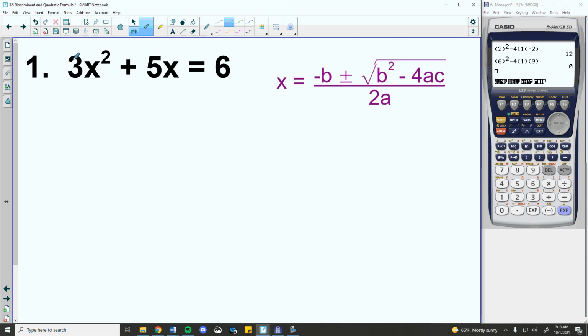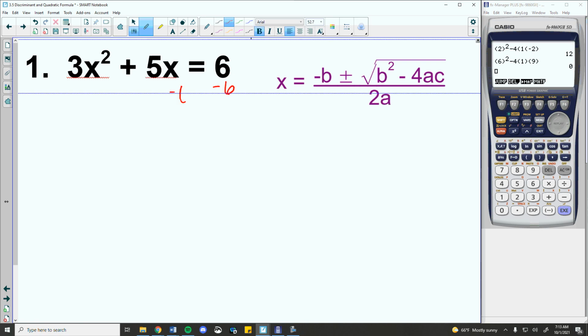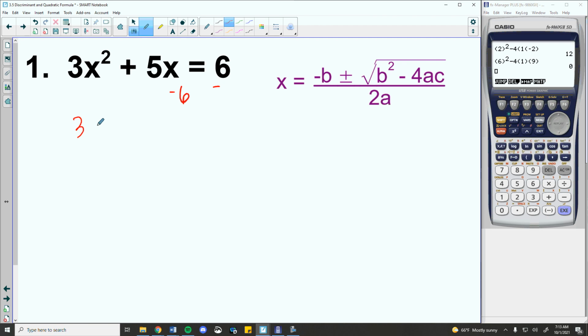So to start off, I'm not in standard form. I need to move my 6 over to the other side. So I should have 3x squared plus 5x minus 6 equals 0. I'm going to label my A, my B, and my C. A is 3, the number in front of x squared. B is 5, and C is -6.